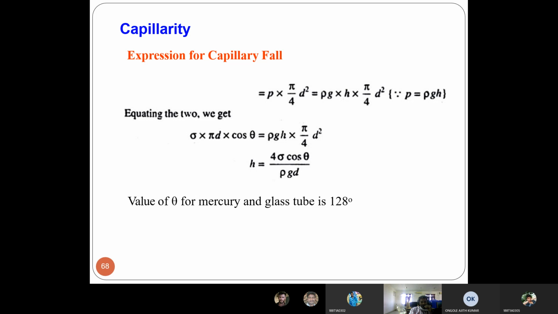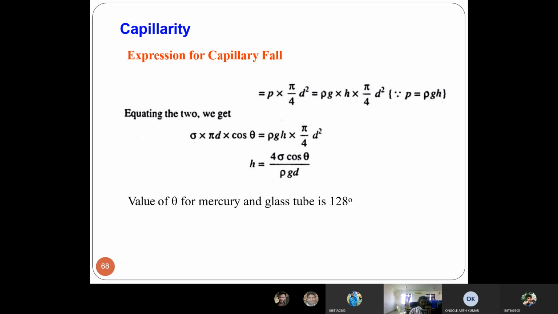For the equilibrium conditions, sigma pi d cos theta is equal to rho g h pi by 4 d square. If we simplify this expression for h, we will get 4 sigma cos theta by rho g d. The value of theta for mercury and glass tube is 128 degrees. By this we can calculate the capillary depression, or fall of water level in the tubes.